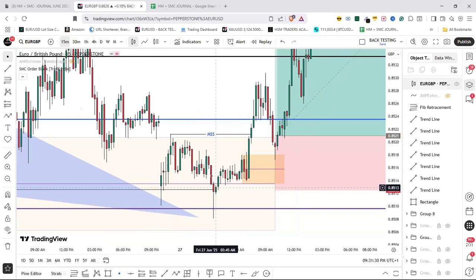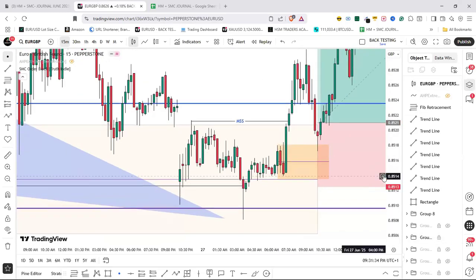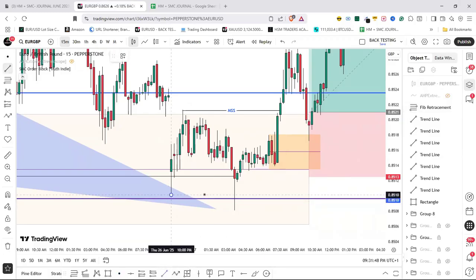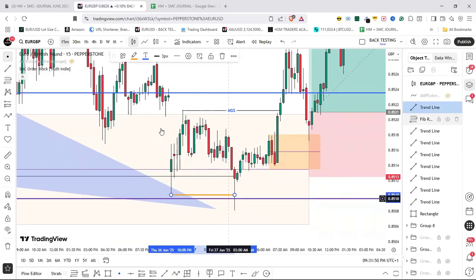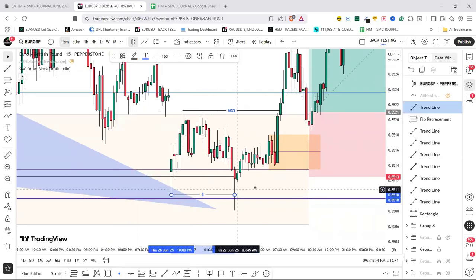Now you can see that everything I'm teaching here makes sense. After the market structure shift, what you need to look out for is, before that market structure shift, was it a break of structure or was it a sweep? Now you can see that this was a sweep, not a break of structure. Thank you for this clarification. This was a sweep, not a break of structure.